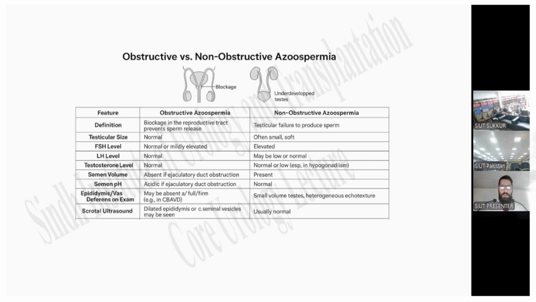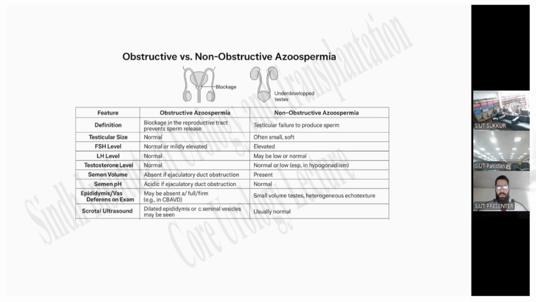The picture shows a comparison of obstructive azoospermia with non-obstructive azoospermia. Obstructive azoospermia occurs due to a blockage in the reproductive tract, which prevents sperm release, and non-obstructive azoospermia is due to testicular failure to produce sperm. In obstructive azoospermia, the testicular size is usually normal, while in non-obstructive azoospermia, the testes are often small, soft, or can be absent.